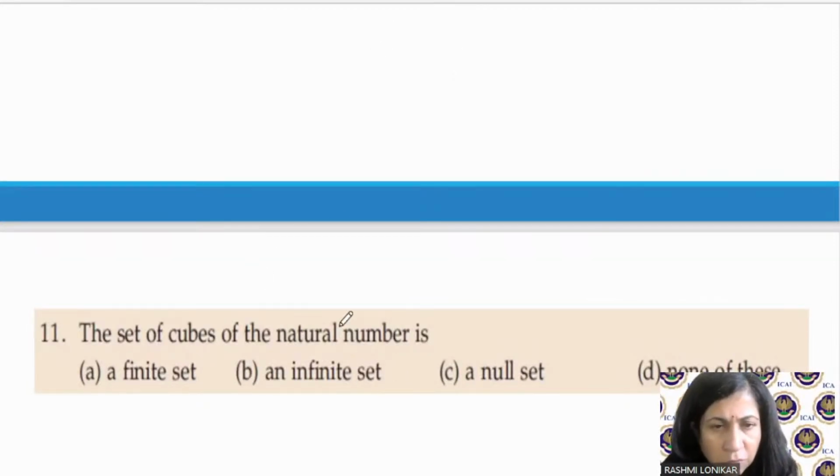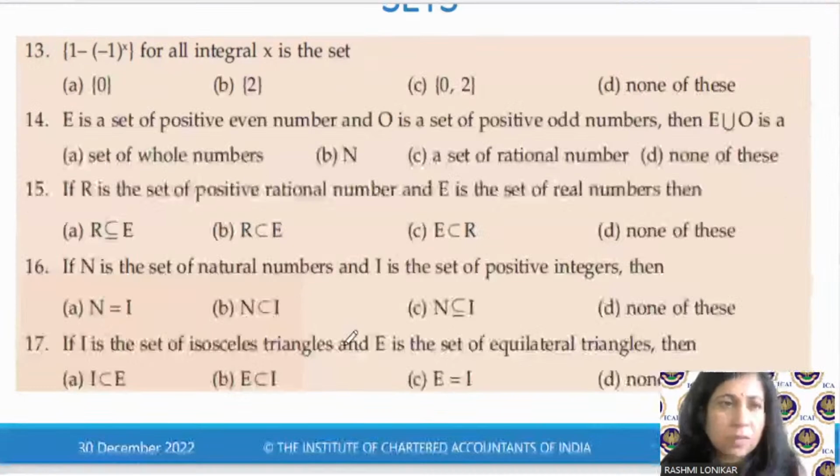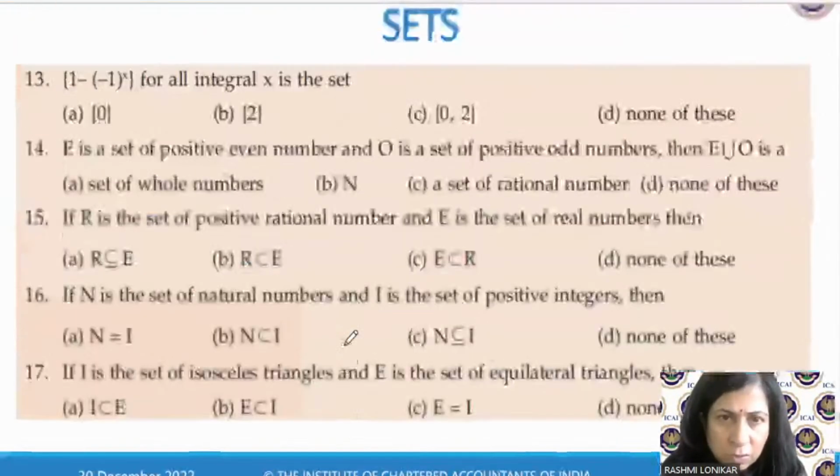The set of cubes of natural numbers is an infinite set. Okay, this is the kind of theory they may ask you. Set of cubes of natural numbers: how many natural numbers are there? There are infinite. So their cubes will also be infinite. Okay. Now the 13th sum. This is from which exercise?